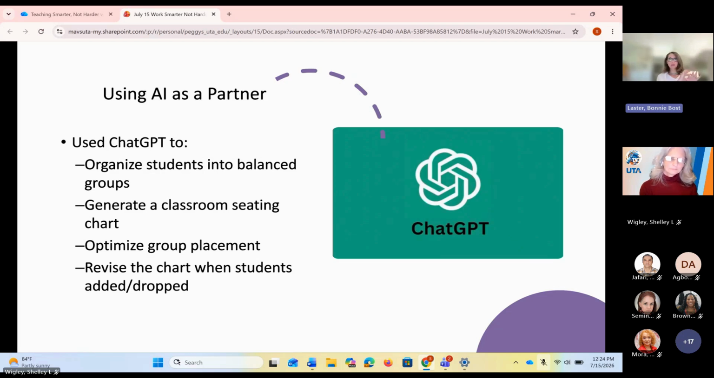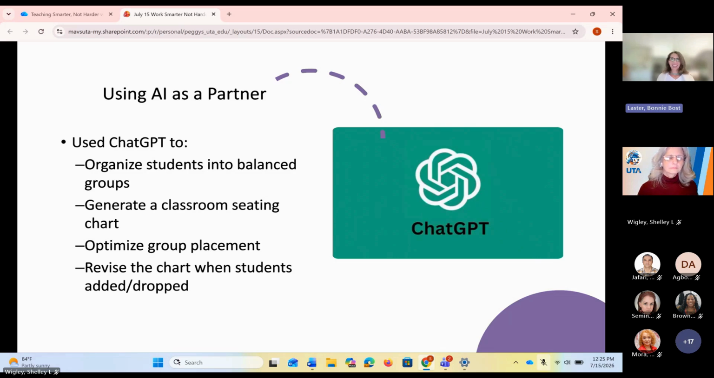So rather than, okay, group one, you're in the entire row of group one. Because in a large lecture hall, if there are 6 or 7 students in a row, they can't talk to each other. So I said, can you make them in pods? So like for group one, some of the students in group one will be in the first row. Some of the students in group one will be in the second row. So they can kind of work together in their little pod. And chat did that for me.